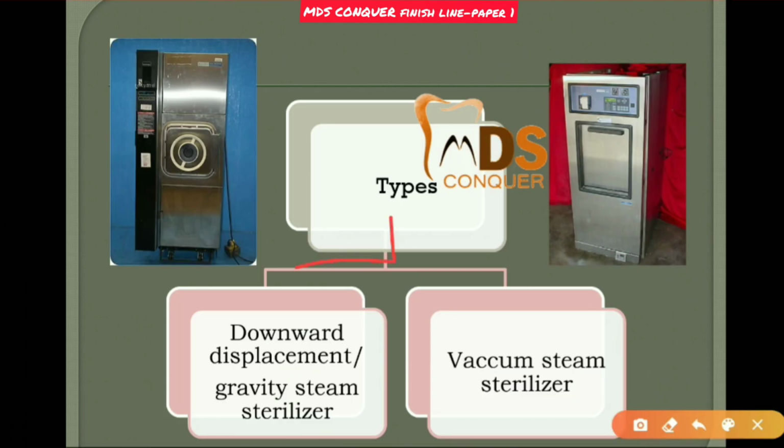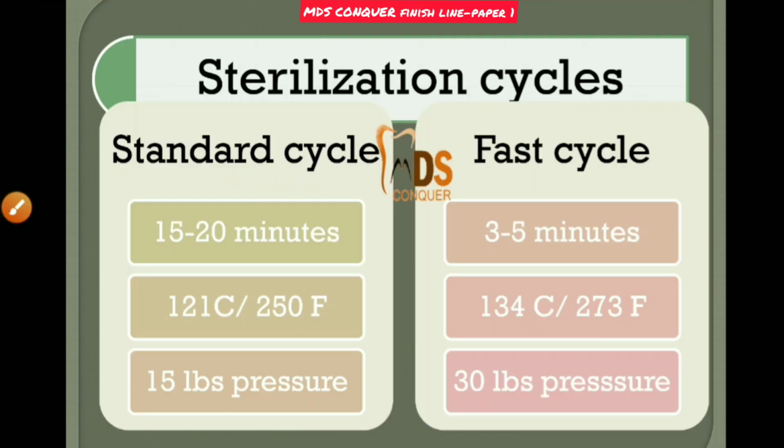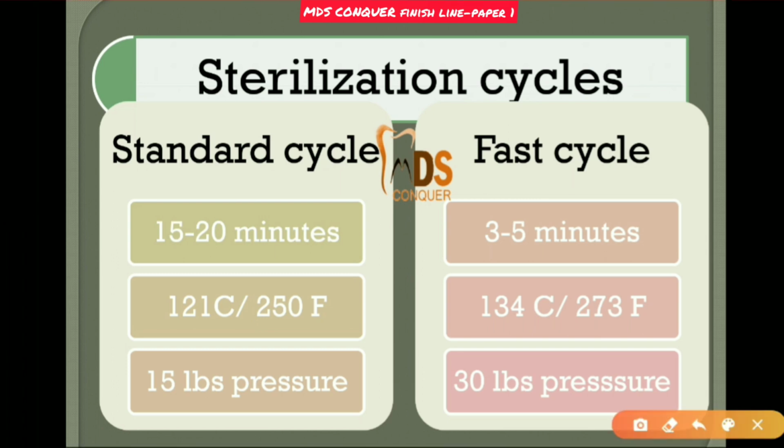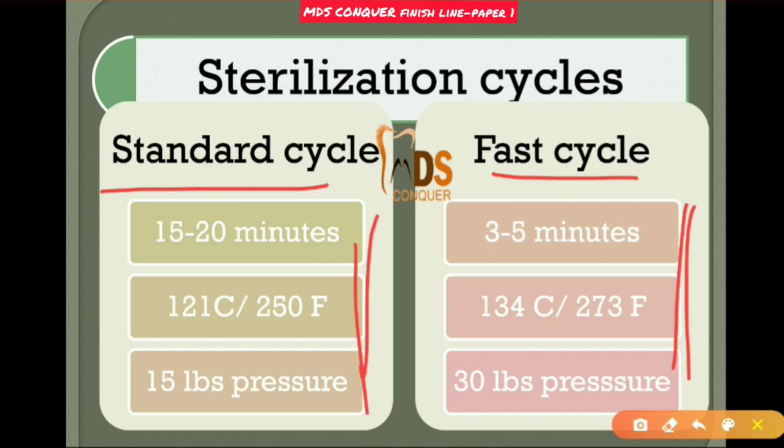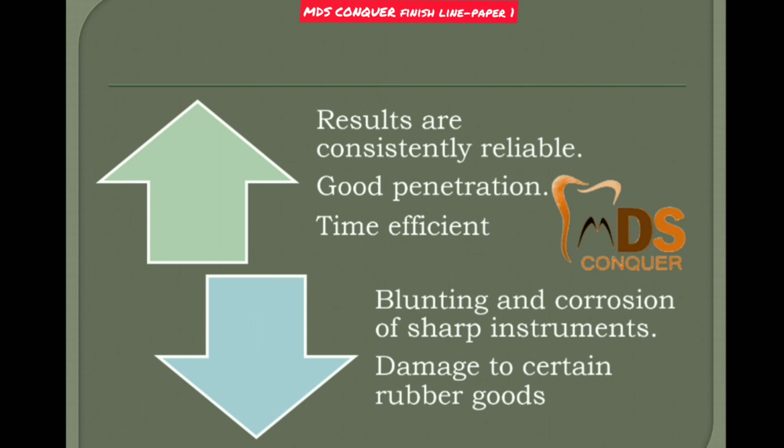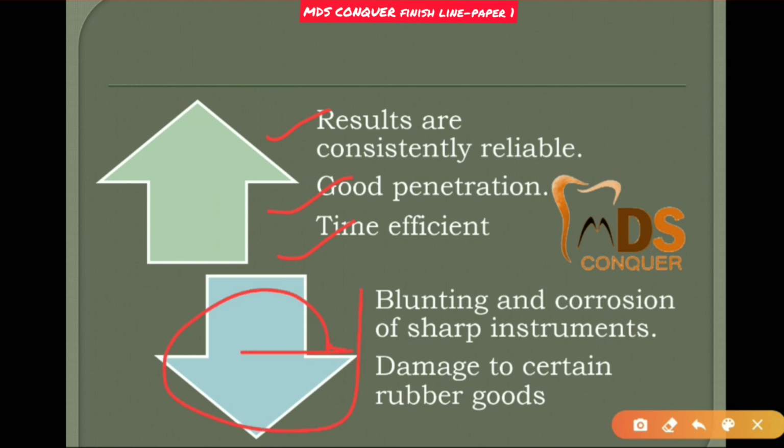Then the types are the downward displacement or gravity steam sterilizer, or a vacuum steam sterilizer. And coming to the sterilization cycles, this is the standard cycle, and for the fast cycles, these two important things you have to mention. Then the results are consistently reliable, with good penetration and time efficiency, but the disadvantages include blunting and corrosion of sharp instruments and damage to certain rubber goods.